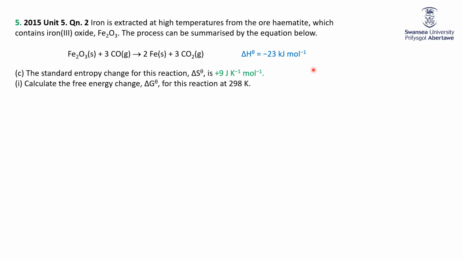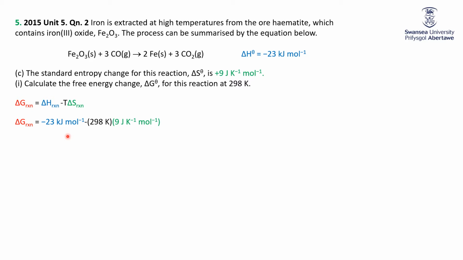Calculate delta G. Well, we were told delta H right from the start. We're now told delta S. So therefore we take delta G is delta H minus T delta S. Pop in the values. Delta H we're told is minus 23 kilojoules per mole. Temperature 298, and we're told delta S is 9 joules per Kelvin per mole.